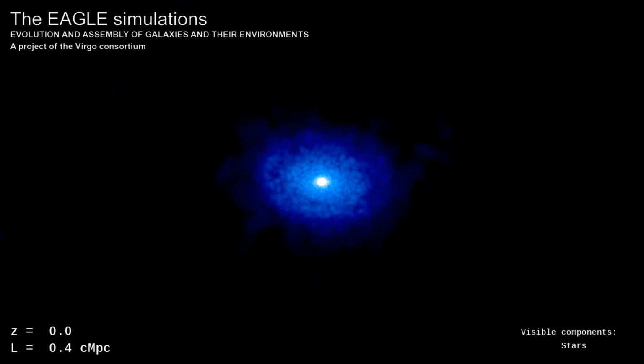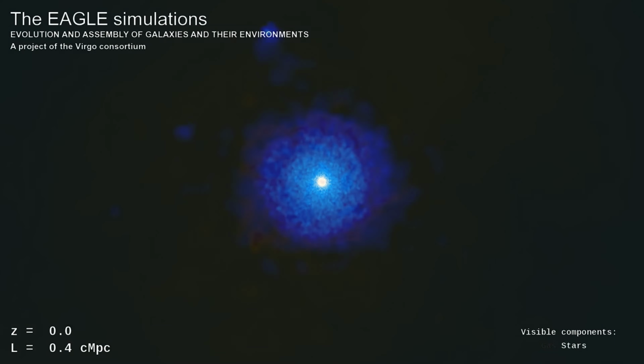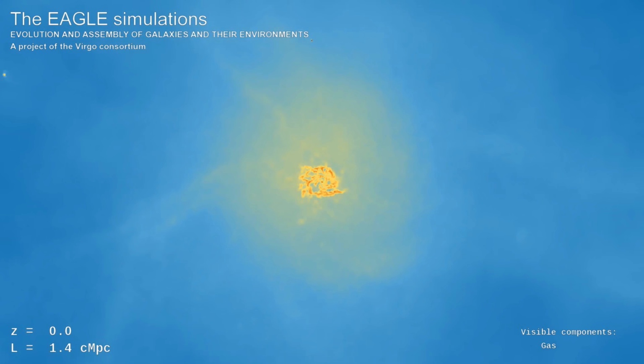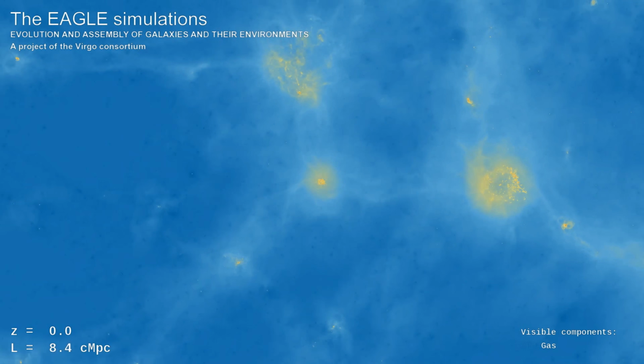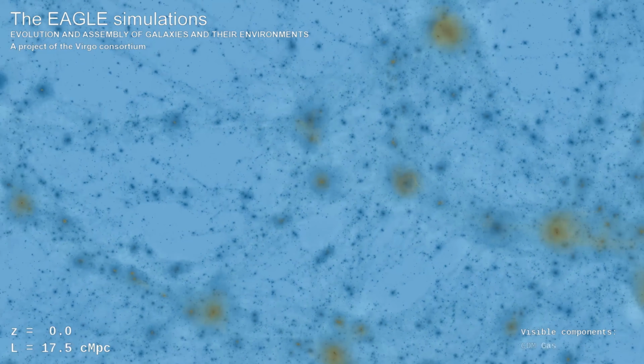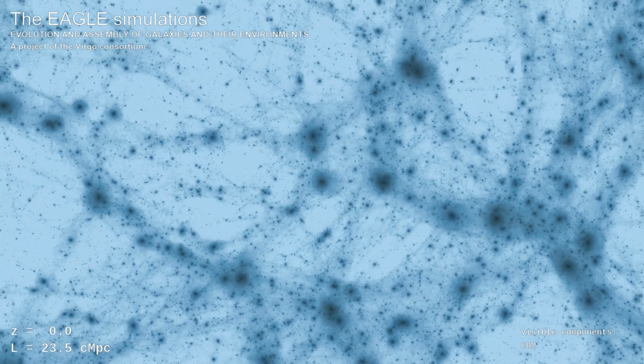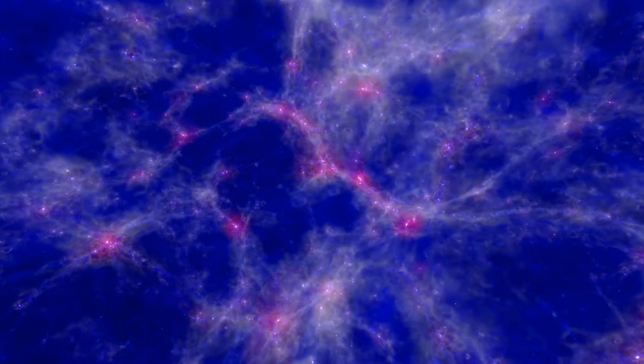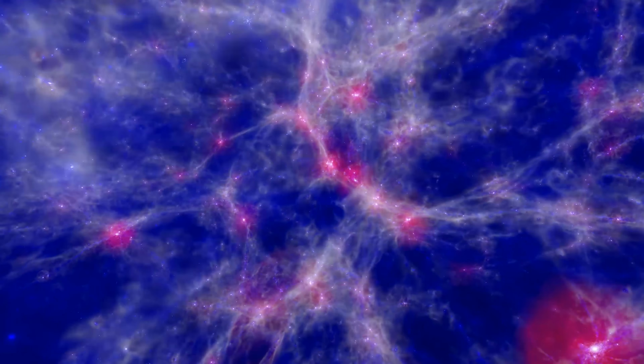I came across this simulation made by the University of Durham. It's called the Eagle Universe, and it basically simulates how galaxies form and rearrange in space. It looks very much like a brain under a microscope. And I think that's just so cool.